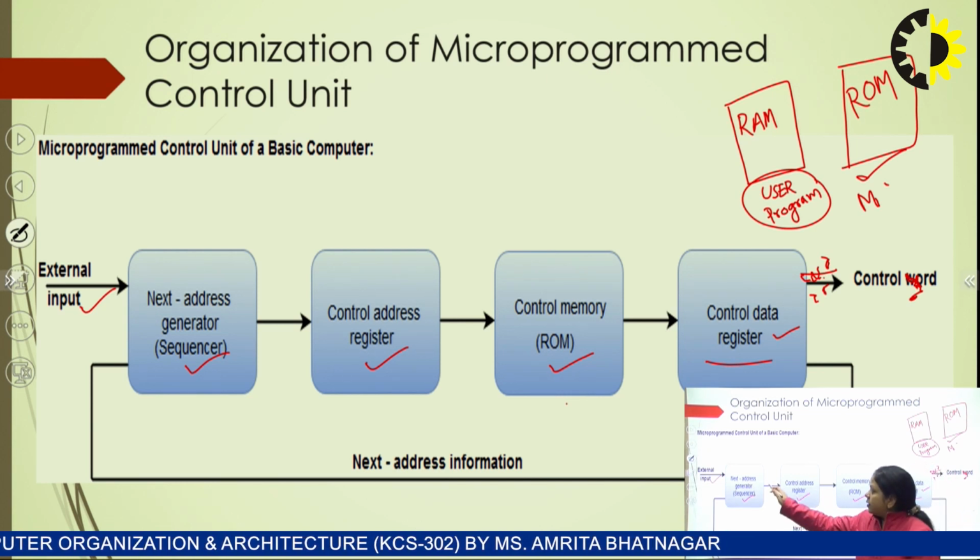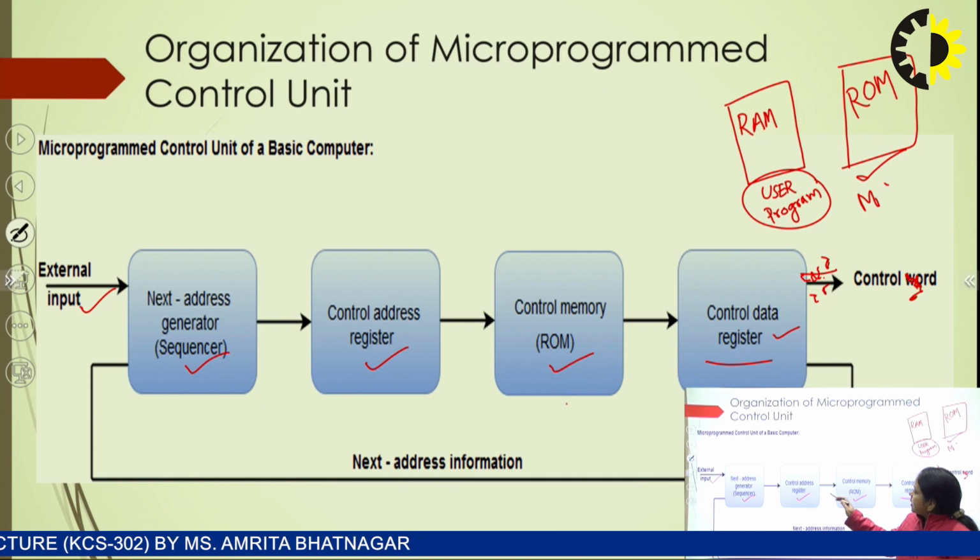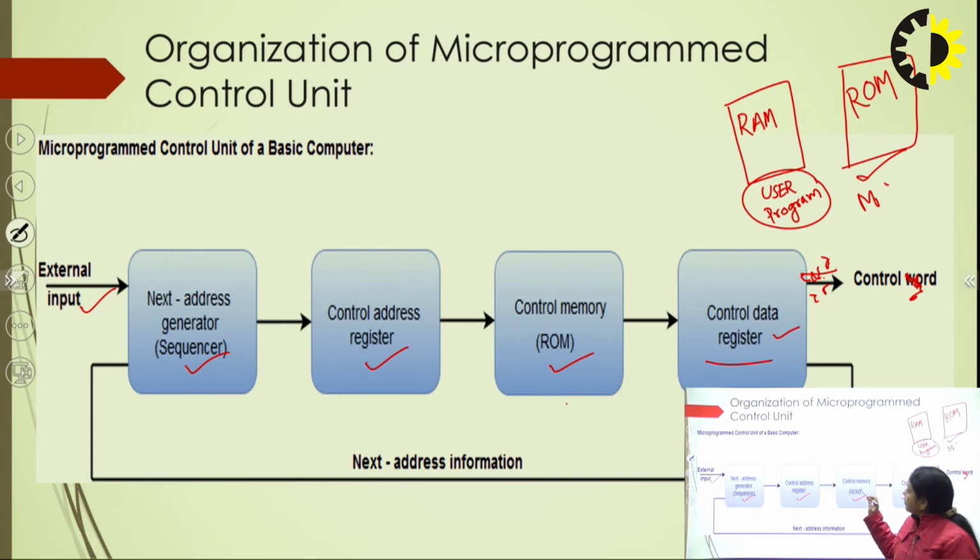After generating this next address, it will send it to the control address register, and then at this address we will go to the control memory, and from this address we will take a micro instruction which is going to execute, and it will be kept in the control data register, and after that this instruction will execute, and after that we will get control word and again next address information. Then this process goes on until all the instructions are executed.